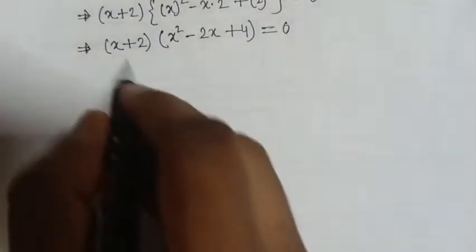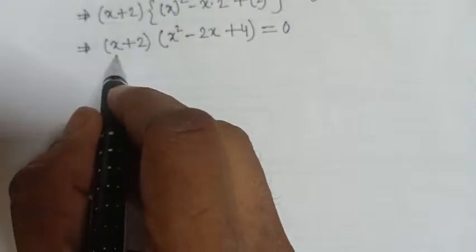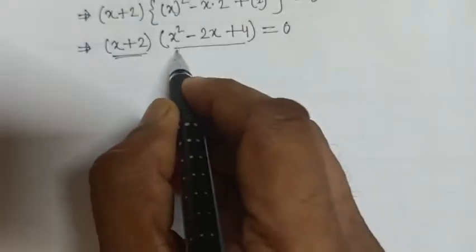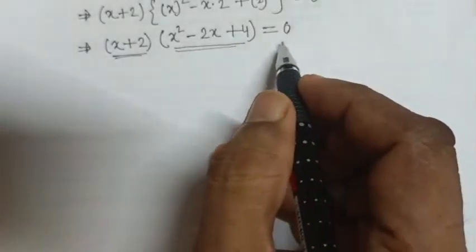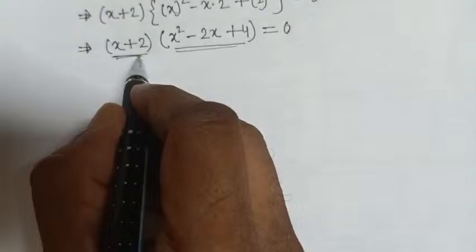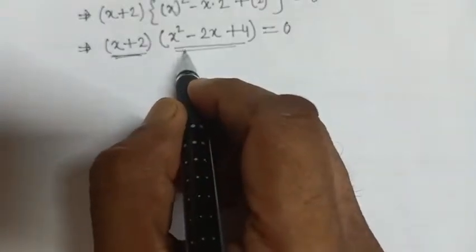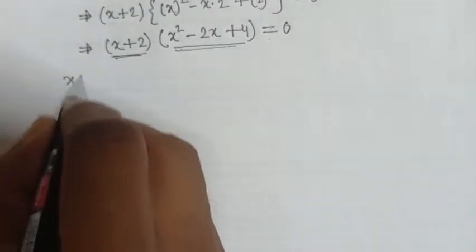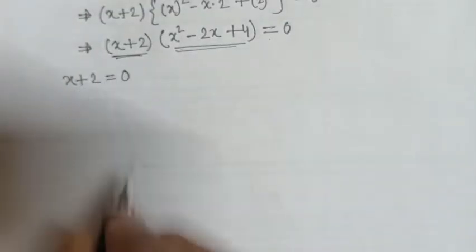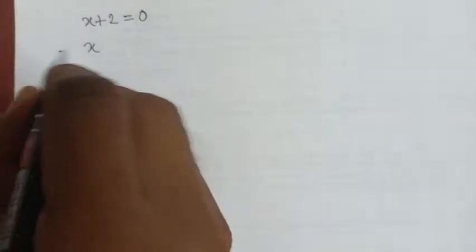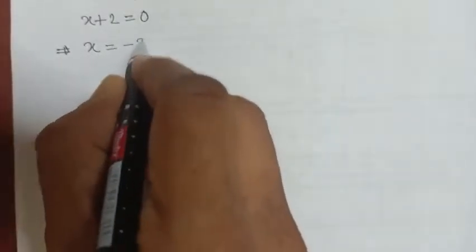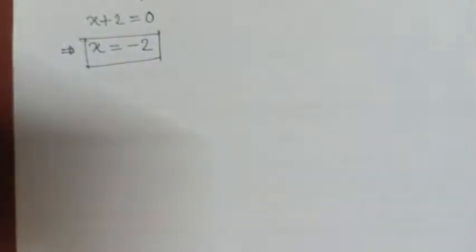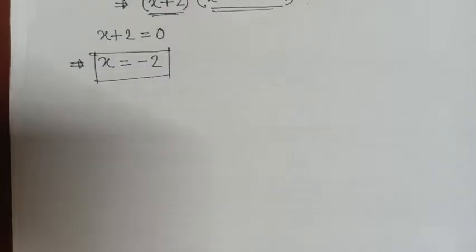So again we are getting a product of two expressions, x plus 2 and x square minus 2x plus 4, equal to 0. So either x plus 2 will be 0 or x square minus 2x plus 4 equals 0. So we are taking first that x plus 2 equals 0. Now we are getting x is equal to minus 2. So we found the first solution of x. Here x is equal to minus 2.